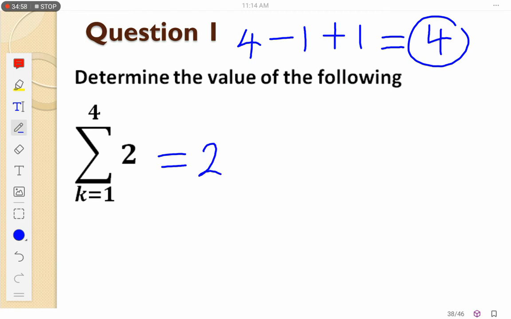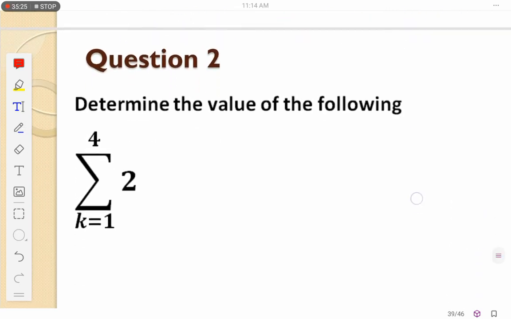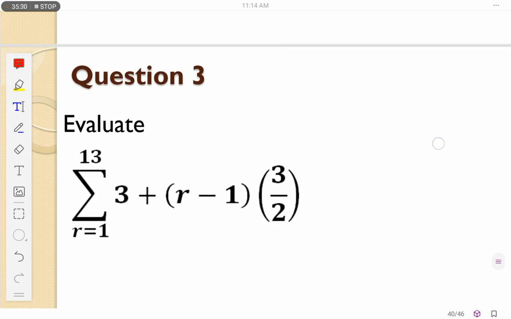2 plus 2 plus a 2 plus a 2. So here I'm going from 1 to 4. So I've got these 4 like this. And if I sum up these ones, I'll get 2 plus 2 plus 2 plus 2, I'll get an 8. Okay, so that's how you'll be doing this. Let's have another question. This is repeating. Let's have another one.